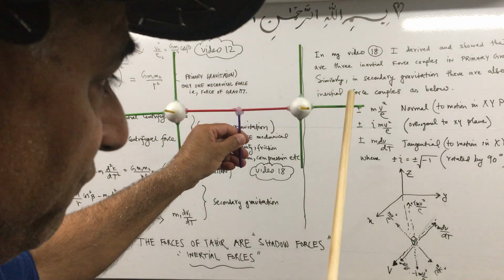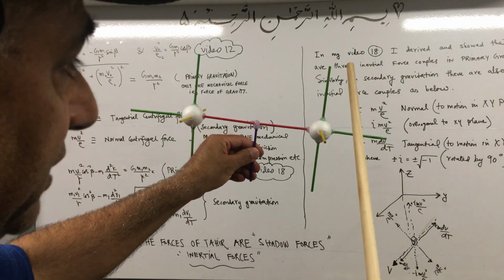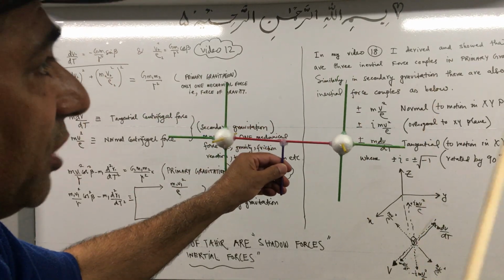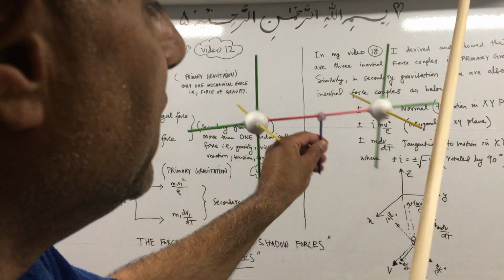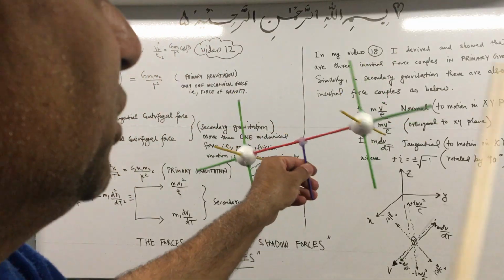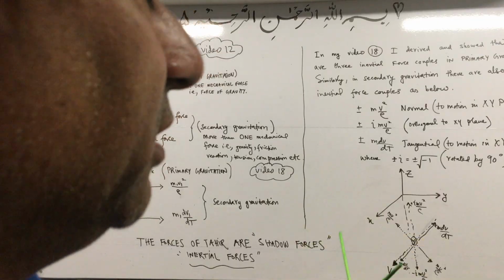So this one is mv square cos square beta over r minus d square r over dt square. This one is m v square cos square beta over r. Similarly, m v square cos square beta over r. And this couple is m v square cos beta sin beta over r. This is usually redundant. We don't use it in either primary or secondary gravitation.